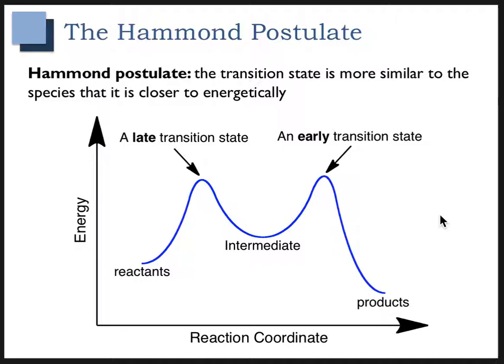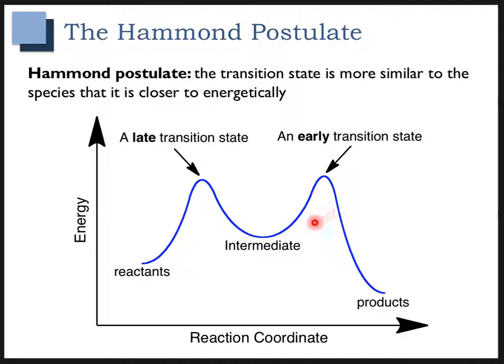So if we're looking here at the picture, you can see in this example that the intermediate is closer in energy to this transition state up here that is labeled as being late, as compared to the reactants. So the reactants are going to have a greater difference from this transition state. This is called late because it's closer energetically to the intermediate here, or I guess what you could say is the product of this first step.